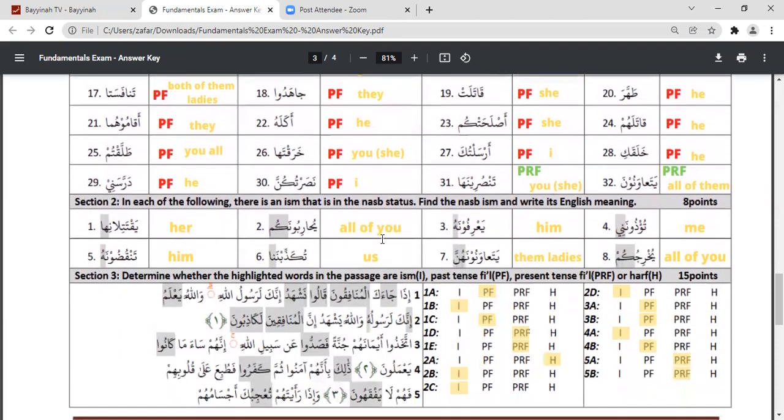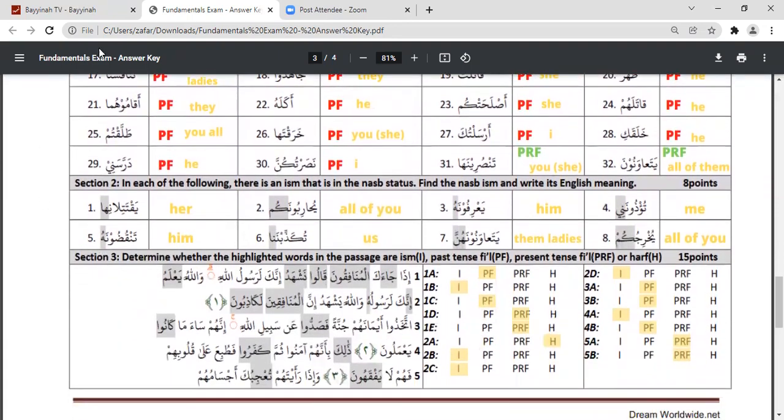We go on to the next, and that is section 2. In each of the following, there is an ism that is in the nasab status. Find the nasab ism and write its English meaning. So this is the section that we will be dealing with now. Over here, just a quick review: when a pronoun is attached to a fi'l, then it is in the nasab status, because then it becomes the detail, and detail is in nasab status.